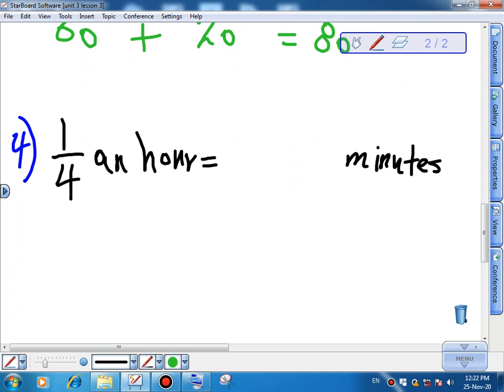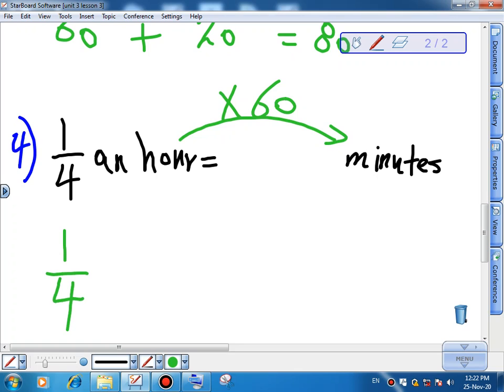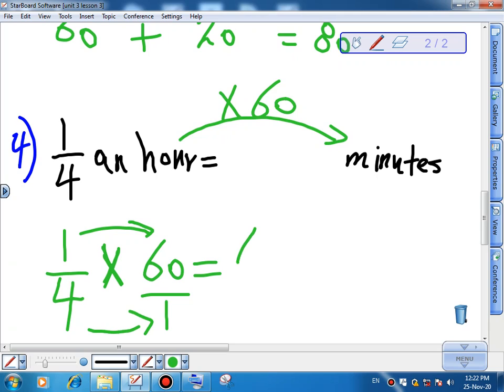The last one, 1/4 of an hour equal to blank minutes. From the greatest to the smallest, we multiply by what? Multiply by 60. 1/4 of an hour. An hour has 60 minutes. If I do that, 1/4 times 60, 60 times 1, and the denominator 4 times 1. It will be 60 divided by 4.